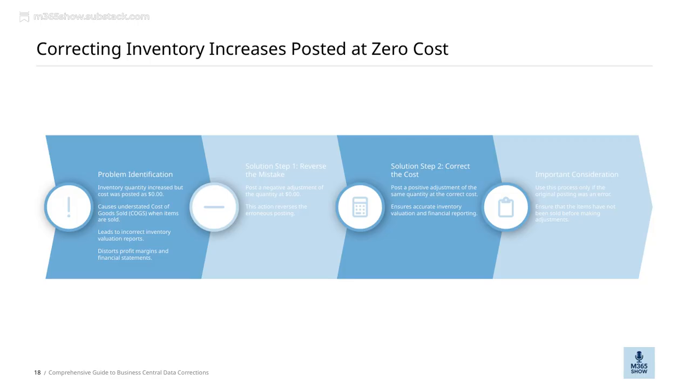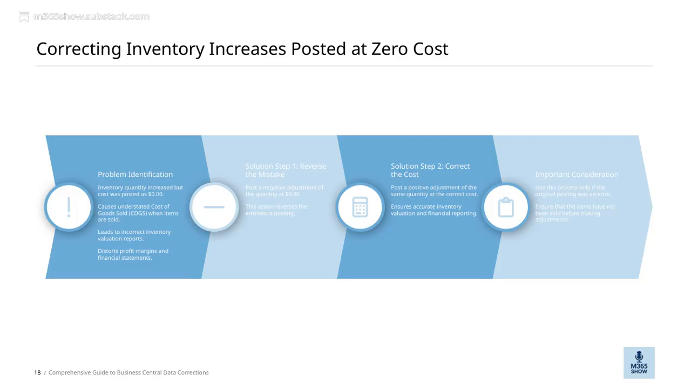First, it's important to only use this process if the original posting was an error. Before making any adjustments, double-check that the items haven't been sold yet, as we want to avoid impacting sales or inventory already committed to customers. Now, a key point to remember is to post a positive adjustment for the same quantity at the correct cost. Why? Because this step ensures that our inventory valuation and financial reports stay accurate.